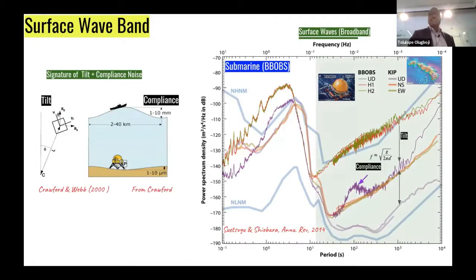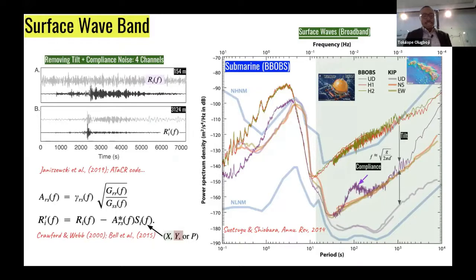A lot of us are aware of this. In the surface wave broadband, meaning both ambient noise and earthquake surface waves, you will see very clearly a signature of tilt noise and compliance noise. Tilt: seismometer not leveled horizontally. Compliance: just the background coupling of currents, ocean waves, infragravity waves with the solid subsurface, leading to high noise. And sometimes the noise on the horizontal leaks into the vertical.